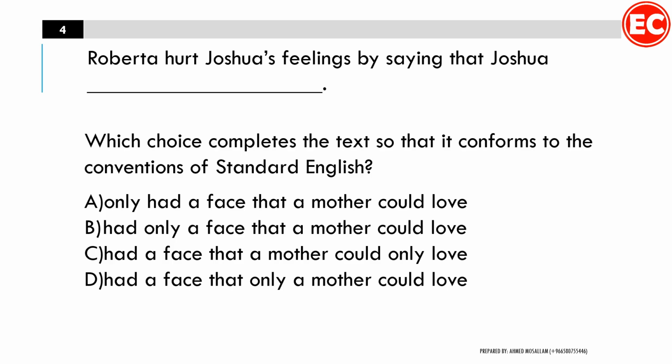Roberta hurt Joshua's feelings by saying that Joshua had only a face that a mother could love, or had only a face that a mother could love, or had a face that a mother could only love, or had a face that only a mother could love. If you look at the meanings, you'll find very strange meanings. Only had a face means he doesn't have a body. Had only a face that a mother could love. Had a face that a mother could only love, or had a face that only a mother could love. Just give yourself time to think. I think the answer now is clear for you, which is D.